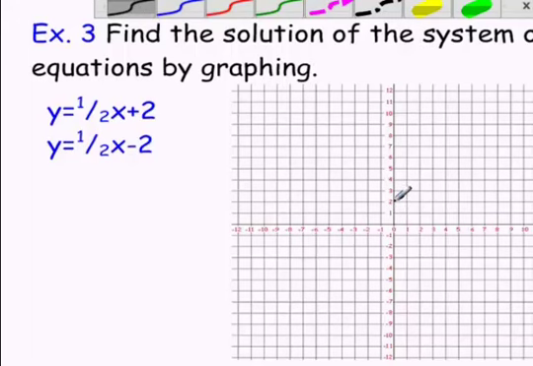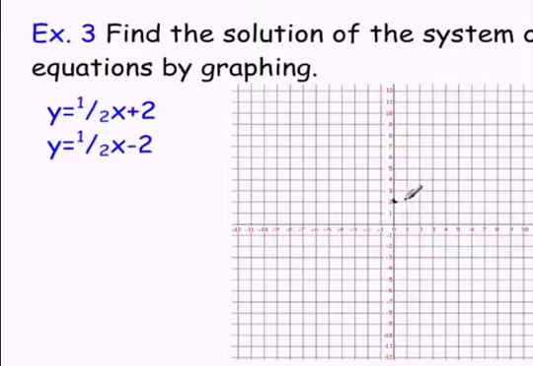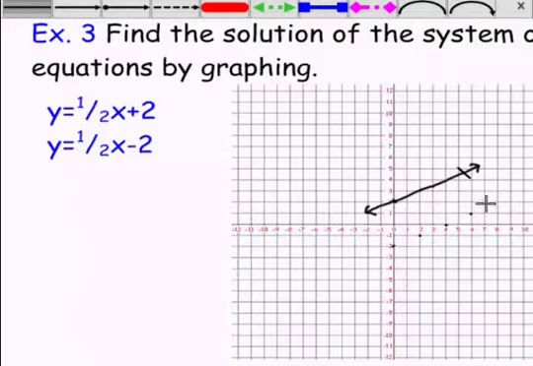My y-intercept is at plus 2. My slope is 1/2. That will make me several points there. Now I'm ready to draw my line. My next is y equals 1/2 x minus 2. So I have a y-intercept at -2 and a slope of 1/2. Do this over and over. Let me draw my line again.